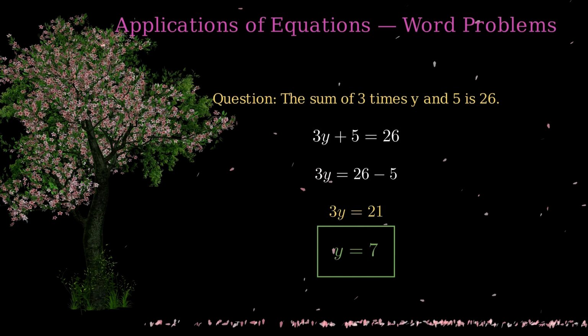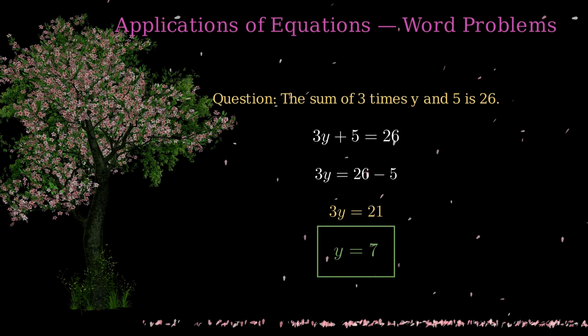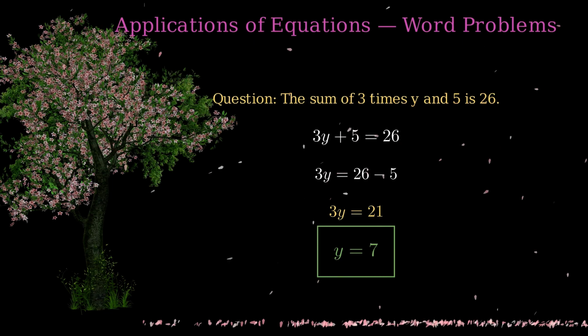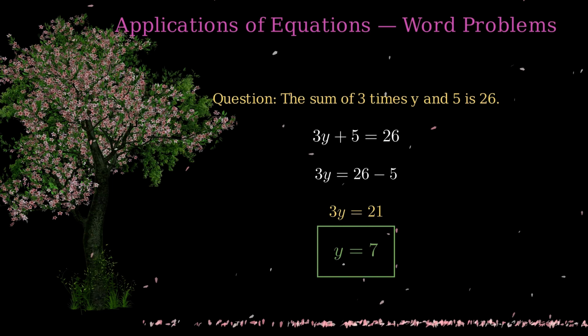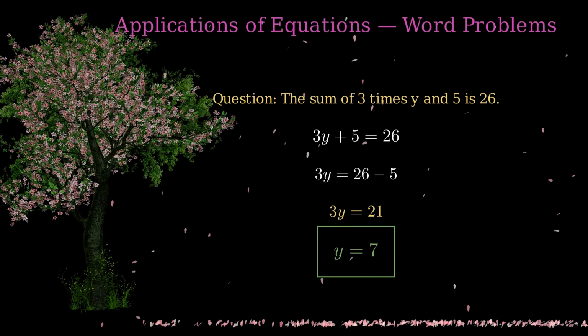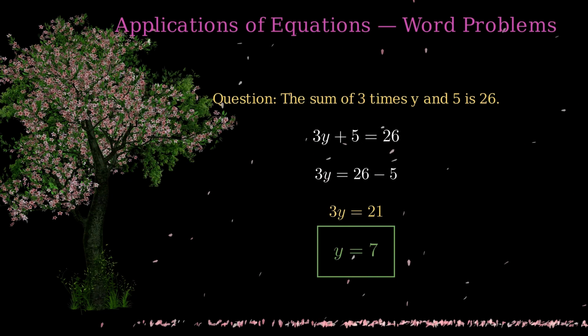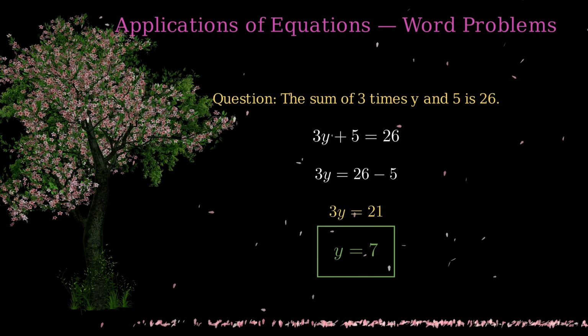To solve it, we isolate the variable term by subtracting 5 from both sides, which gives 3y equals 21. Finally, dividing both sides by 3 brings us to the final solution, y equals 7.